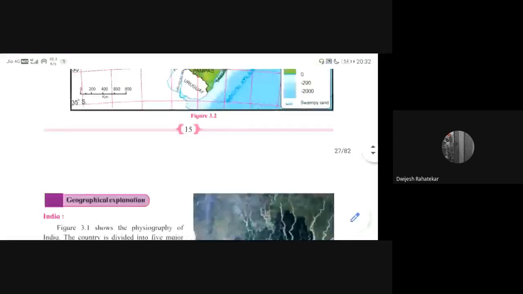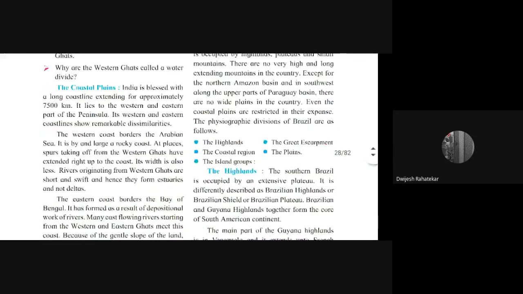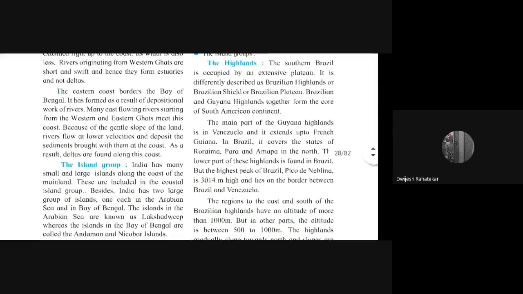I hope it is clear to everyone now. The main part of the Guyana Highlands is in Venezuela and it extends up to French Guiana. In Brazil, it covers the state of Roraima, Pará and Amapá in the north. So basically, the Guyana Highland is present from Venezuela to French Guiana, as we have just seen, in the north part of Brazil.